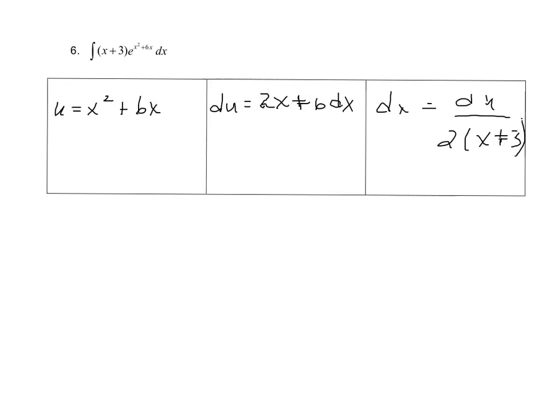Like I said, this one's definitely a tricky one. And the reason it is that you have to make u just the exponent there, x squared plus 6x. So that when you take the derivative of it, you get 2x plus 6. And there's your hint right there. Because if I take out a common factor of 2, I get that x plus 3 that's sitting out front. So definitely tricky, but still very doable.